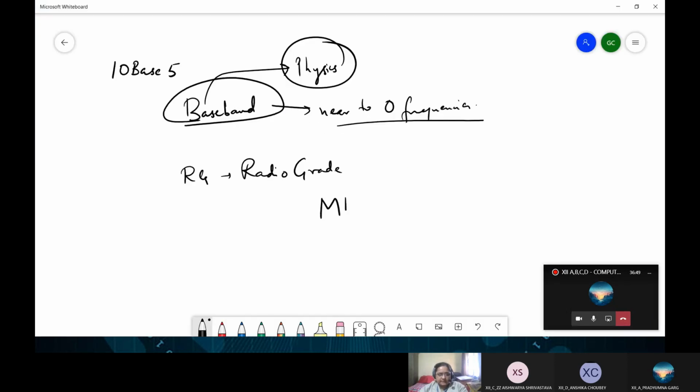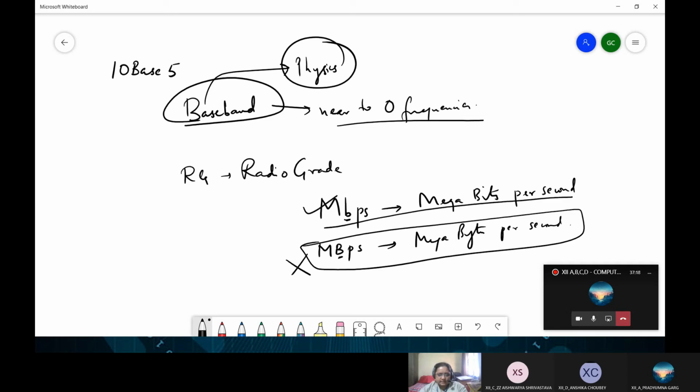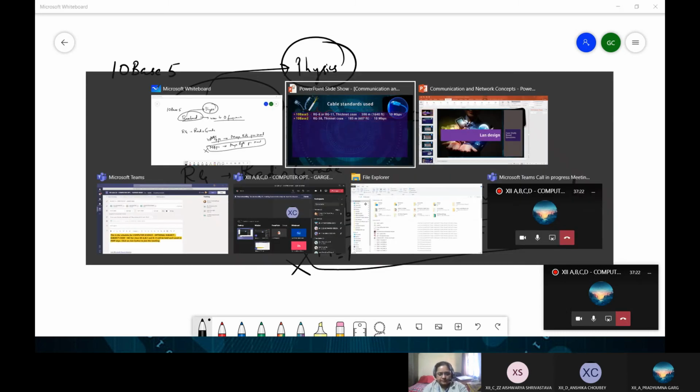It is always megabits per second, and you can understand that by the lowercase b over here. If it is a capital B, it will be megabytes per second. So it is usually not preferred to specify the transfer rate that way. This is the most preferred convention or standard which is used.